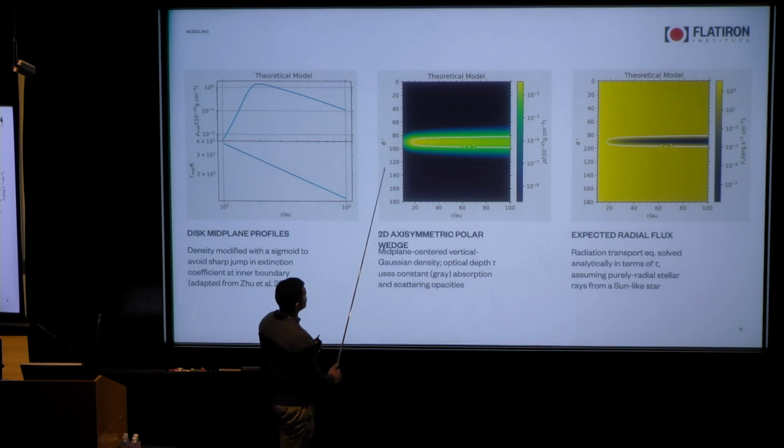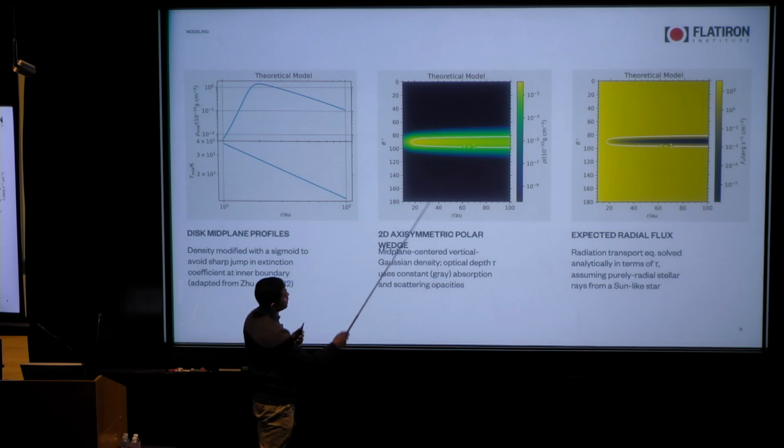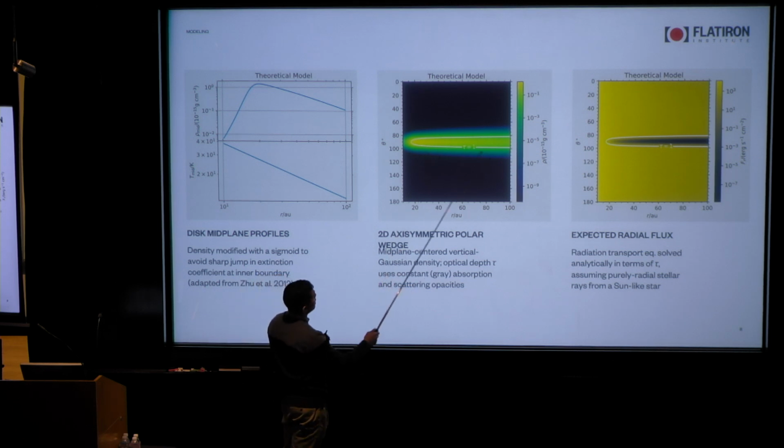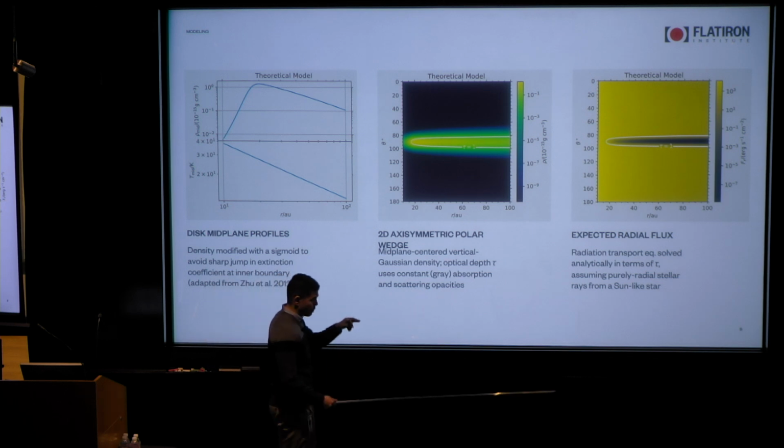And the horizontal axis you can see is the polar angle in degrees, the vertical axis being the radial distance from the star in astronomical units. And the vertical density profile of the dust is a Gaussian centered on the midplane. And we overplot a contour showing where the optical depth reaches unity, assuming, in this case, gray absorption and scattering opacities, which means that the values of these remain constant over all relevant wavelengths.